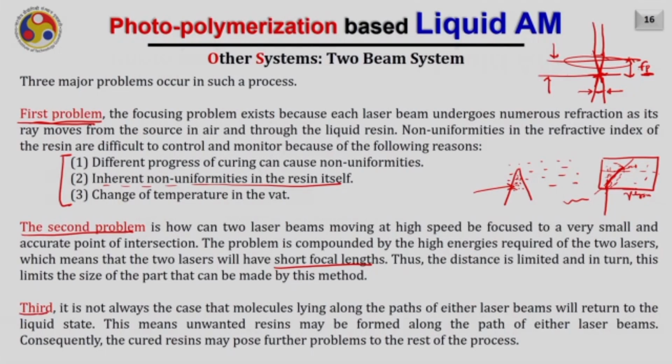Also, the third problem is that it is not always the case that the molecules lying along the path of either laser beam will return to the liquid state. This means that unwanted resin may be formed along the path of either one of the laser beams. Consequently, the cured resin may pose further problems to the rest of the process, because the cured resin will absorb further energy, and you will not be able to get the energy at another location with the same value which you were getting earlier. So, the process looks very promising, but there are several challenges associated with the two beam system.